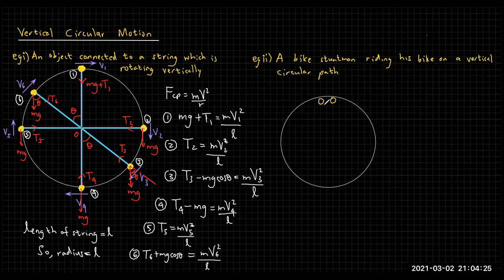If it is the same, now it's like this, right? Like this, the object will be rotating like this. Now, at which point does the object, or the stuntman, face the highest risk? At which point of his motion is he facing the highest risk? Where?